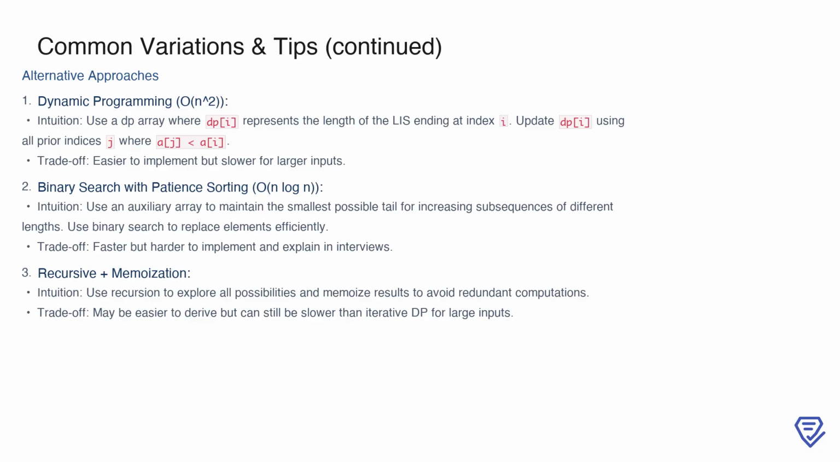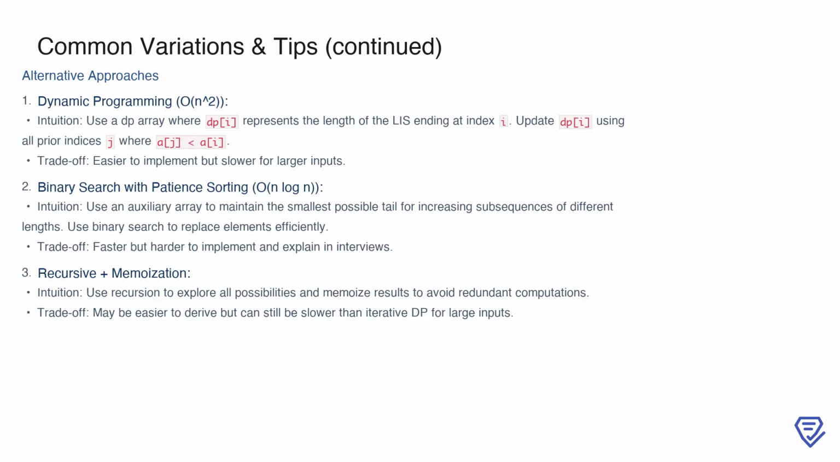A faster option is the binary search approach, which achieves O(n log n) time complexity using a technique inspired by patience sorting. Here, you maintain an auxiliary array to track the smallest possible tail values for increasing subsequences of different lengths. Binary search allows you to efficiently replace elements in this auxiliary array. While this method is faster, it can be harder to implement and explain during interviews.